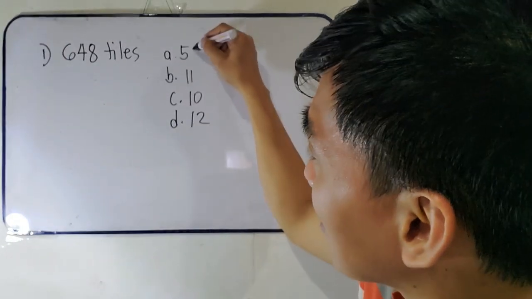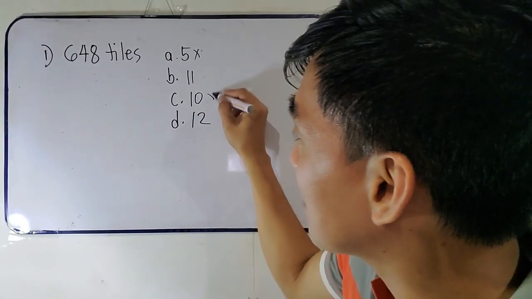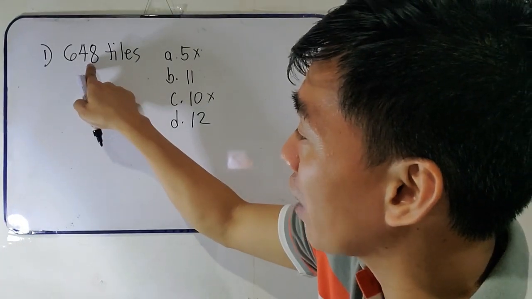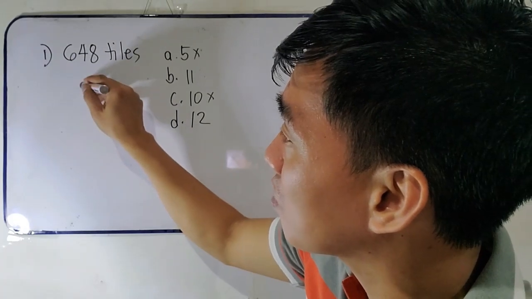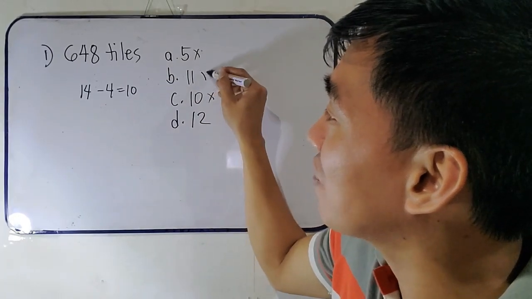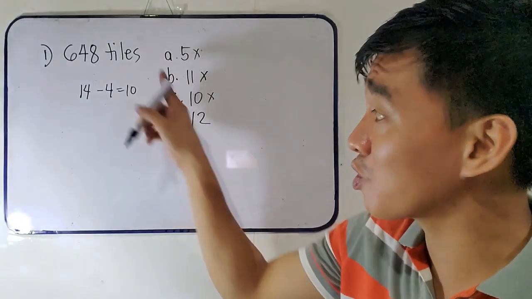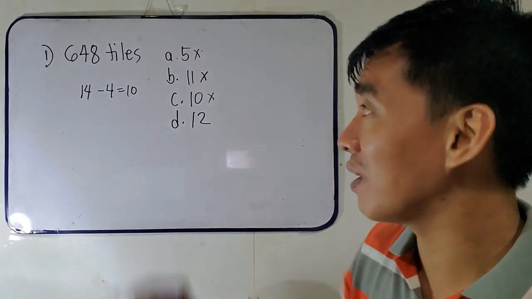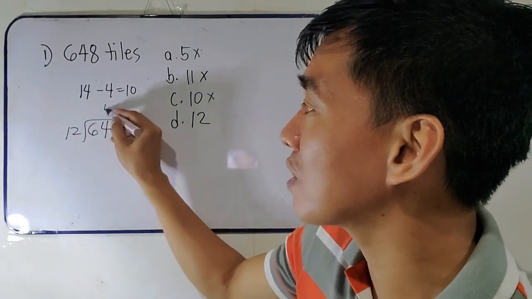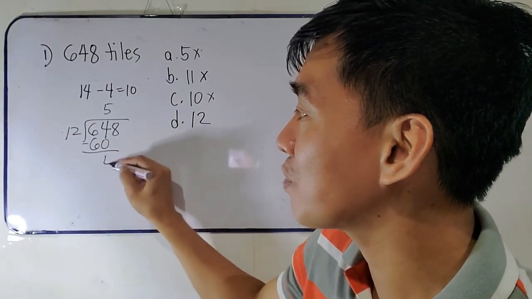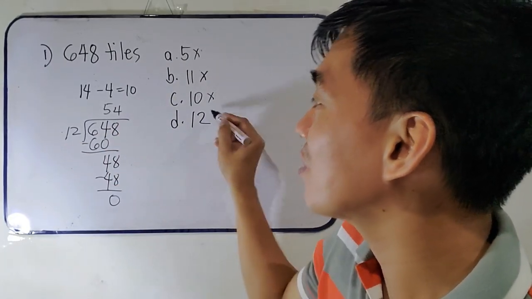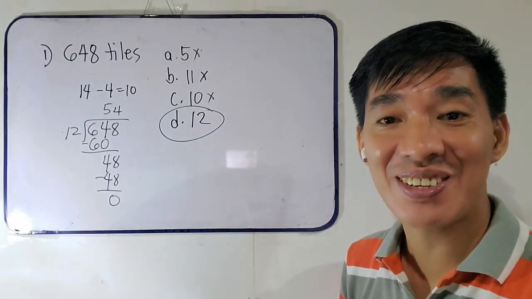Obviously, this is not divisible by 5 and not divisible by 10. So let's try to check if it is divisible by 11. 8 plus 6, which is equal to 14, minus 4 is equal to 10, not divisible by 11. But I'm pretty sure then that it is divisible by 12. Let's try. 648 divided by 12. So the answer is 5. That's 60. Subtract, that's 48. That's equal to 4. 48, 0. So the correct answer for number 1 is letter D.